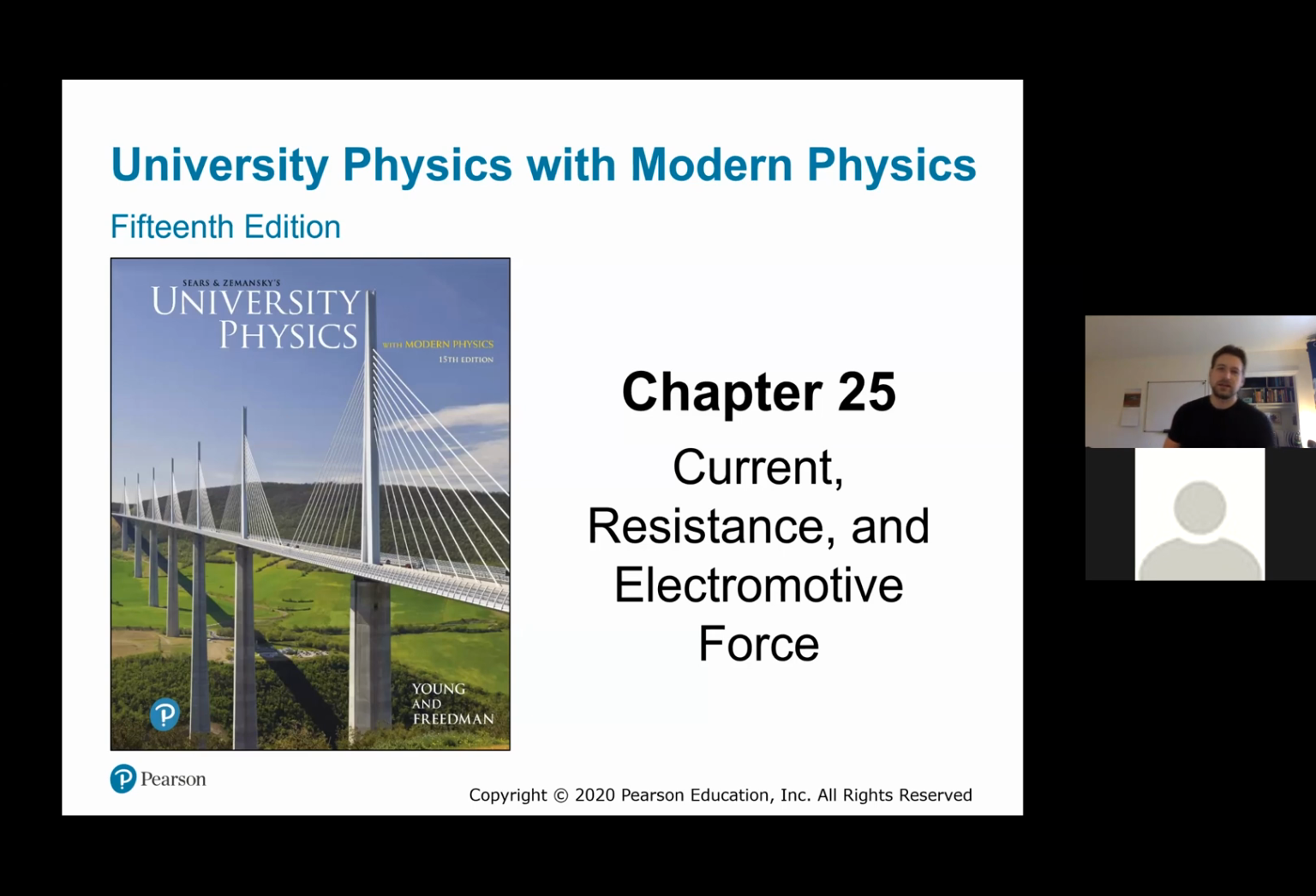Next, in our list of things to talk about is current. In the first four pieces, we talked about charge and fields. Then we talked about Gauss's law. Then electric potential. And then capacitance. In all four of those units, we were considering electrostatics, charges at rest.